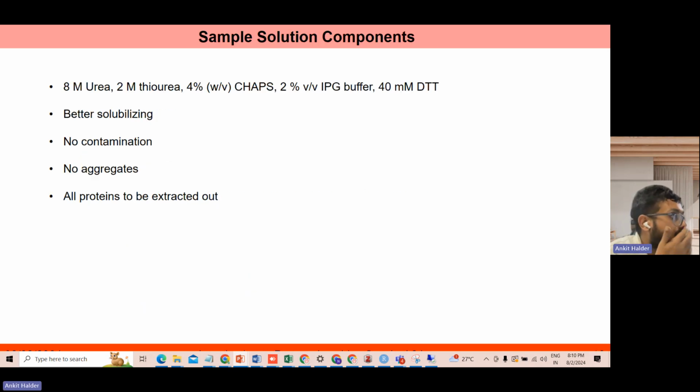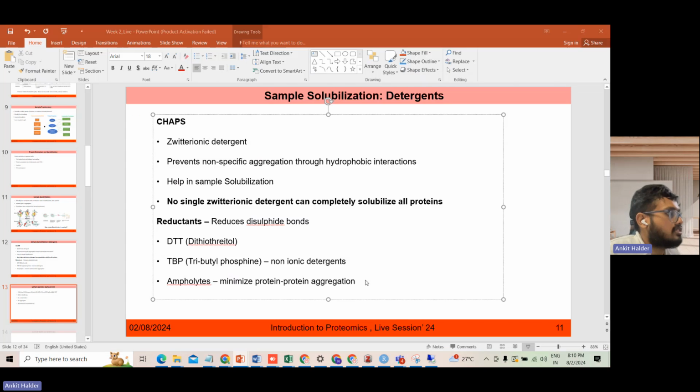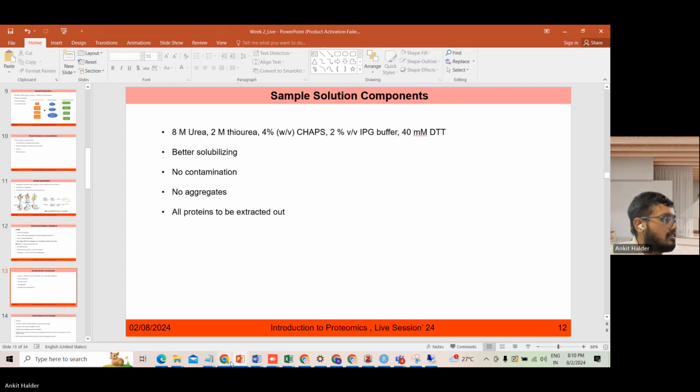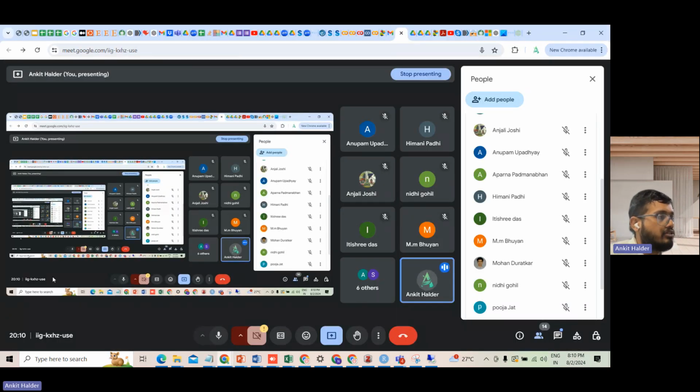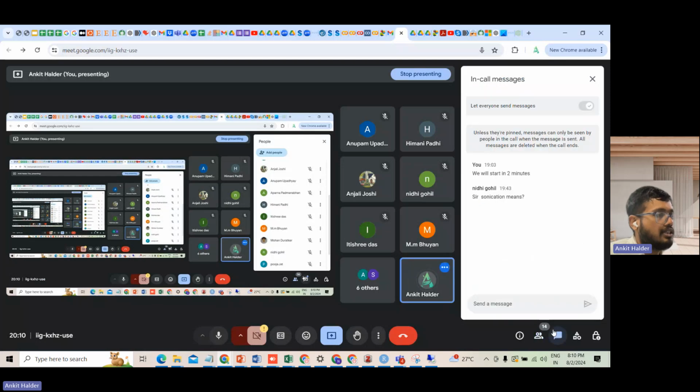So what are the things that we can use for the components? Would anyone like to talk about the roles written here: the 8 molar urea, 2 molar thiourea, 4% CHAPS, IPG buffer, DTT. So what would be the roles? Anyone can say, or you can also write in the chat box if you want.